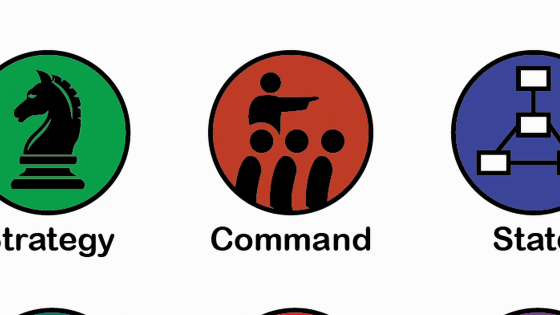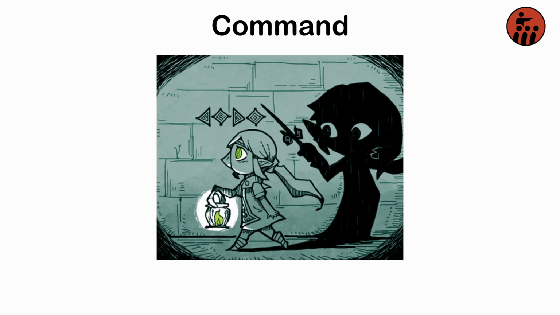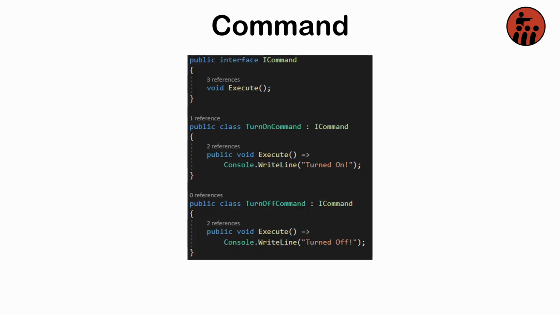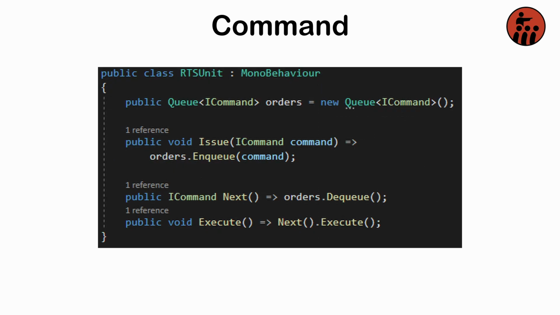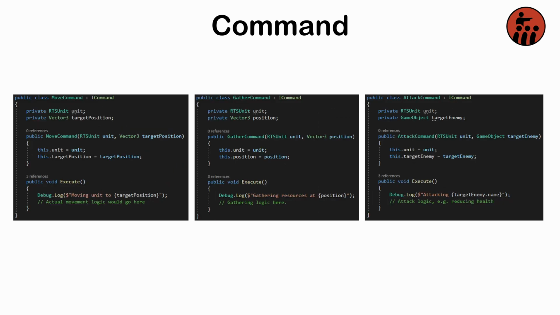The command pattern turns actions into objects by encapsulating them. We start by defining a class or interface, such as iCommand. Typically, this will have an execute method that gets called whenever a command is invoked. Commands can then be gathered together into a collection, such as a queue, where they can be processed in a particular order and at a particular time.